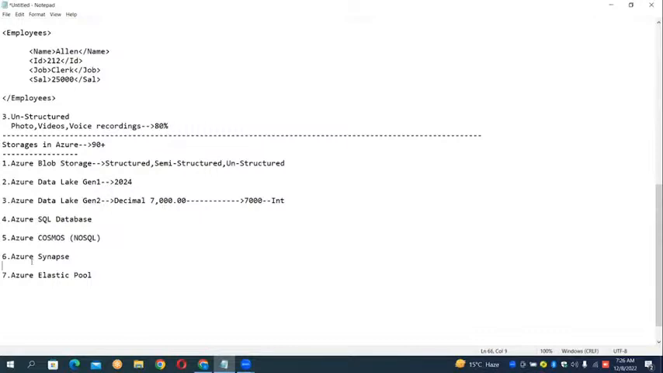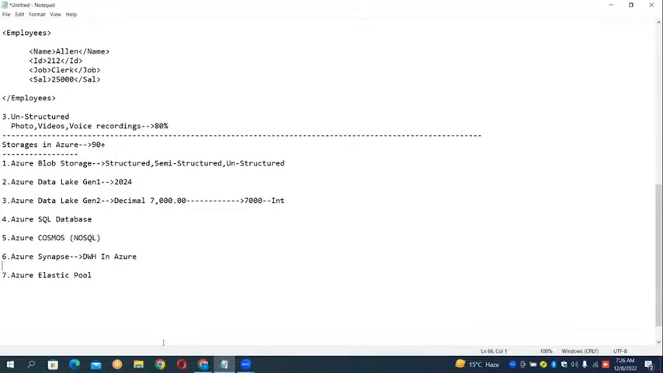Then we have the Azure Synapse. Synapse is nothing but a data warehouse. The data warehouse of Azure is called Azure Synapse Analytics. And Elastic Pool is where you have a very large number of databases. So multiple databases recorded in a place is called Elastic Pool. Clear, everyone?